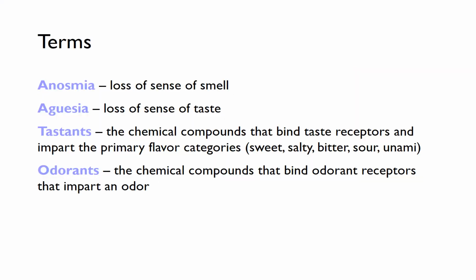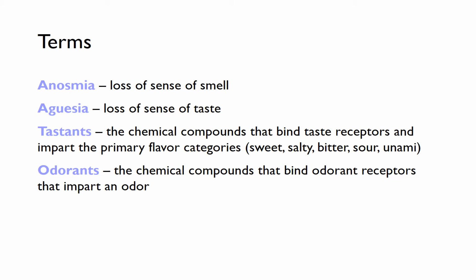The first is anosmia, which is the loss of the sense of smell; ageusia, which is the loss of the sense of taste; tastants, which are the chemical compounds that bind the taste bud receptor cells and impart the primary flavor categories, of which there are 5: sweet, salty, bitter, sour, and umami. There's also a proposed 6th flavor category for fat tastants. However, the addition of a 6th flavor category is still relatively controversial.